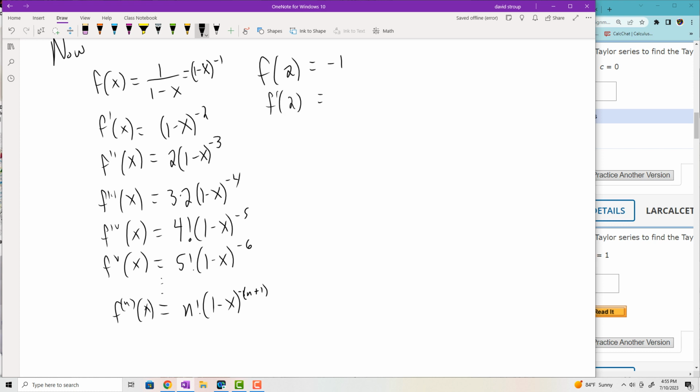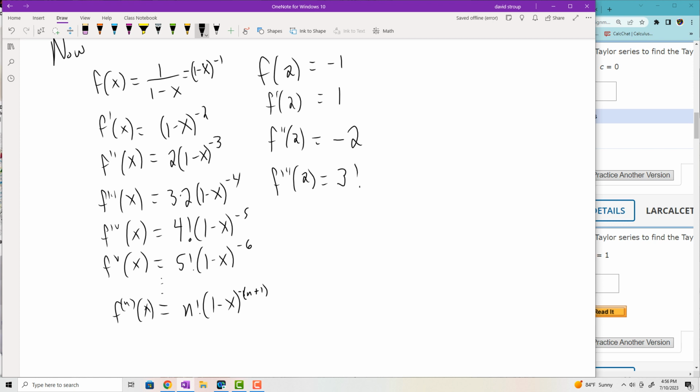This is going to be positive 1, because it'll be 1 all over 1 minus 2, which is negative 1 squared. Negative 1 squared is positive, so it would be positive 1. So the only contributing factor of that 1 minus x to the negative 2, negative 3 is a positive or a negative 1. And it's alternating, so the second derivative is going to get you back to negative, and then you have that factor of 2.